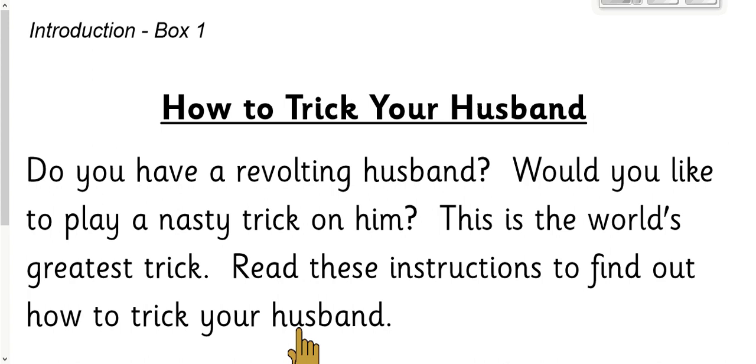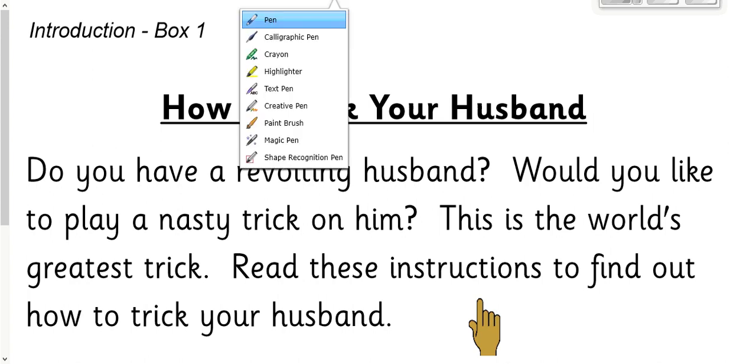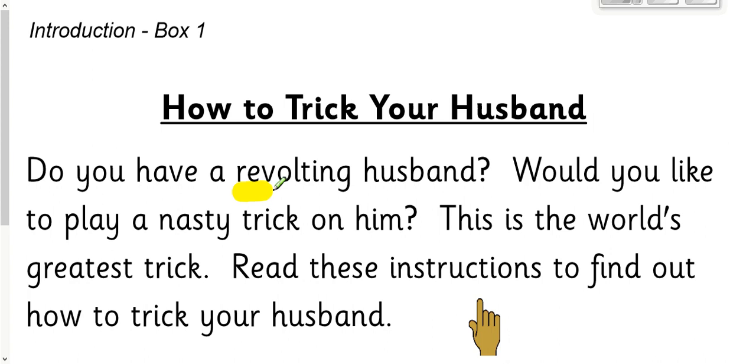On your piece of paper now, I want you to write down the things you think make this good writing. So pause the video and do that. When you unpause, I'm going to use my highlighter to see if we thought of the same things. You could, for example, write down the noun phrase, revolting husband. That could be one thing that you write down while you've paused the video. Pause the video now, write down all of the successful things.